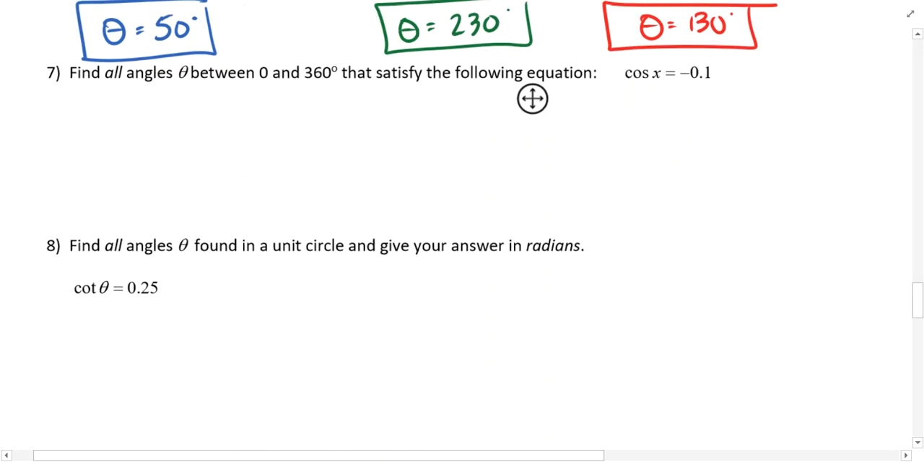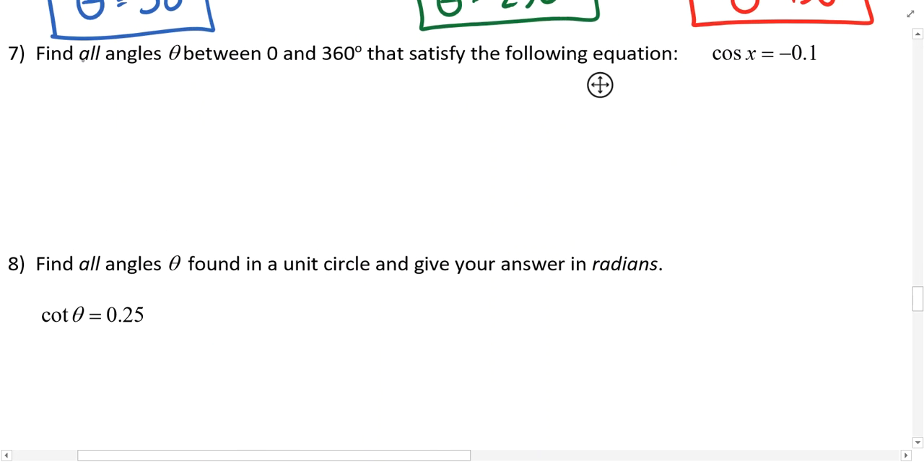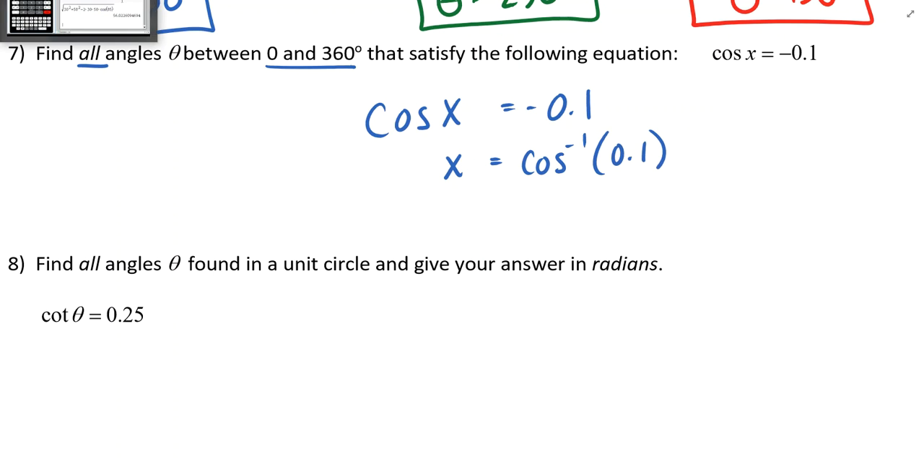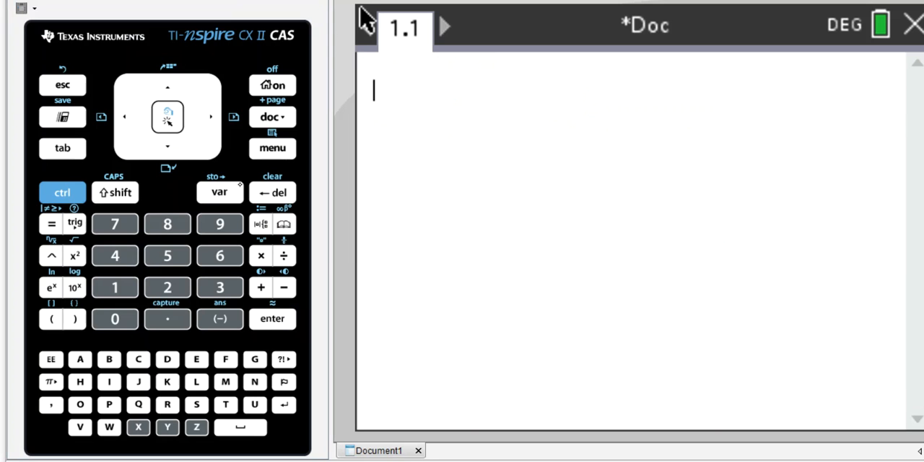In question number 7, we're being asked to find all angles between 0 and 360 degrees that satisfy this equation. Now let's keep in mind that if cosine of some unknown value x is equal to negative 0.1, then x by itself would be equal to cosine inverse of negative 0.1. And this is a calculator permitted portion of the test. So punching this expression into the calculator would be fine.